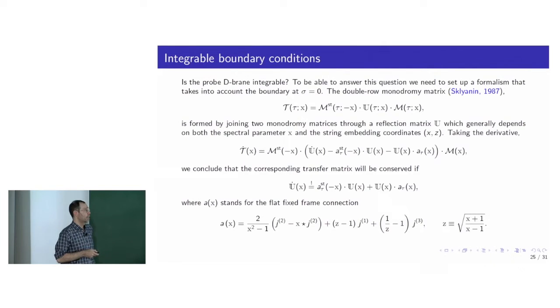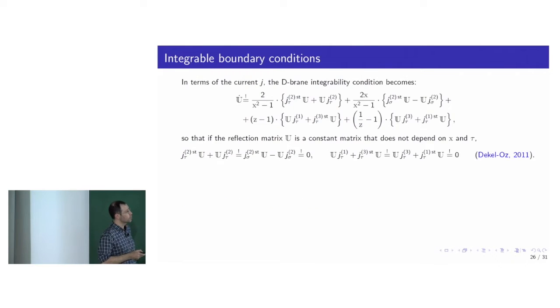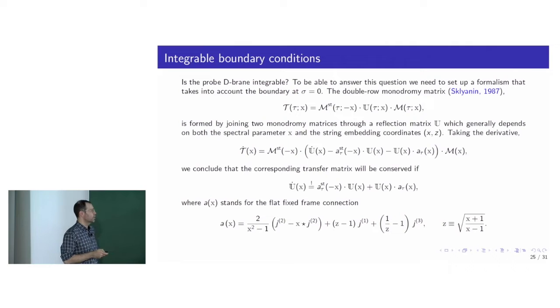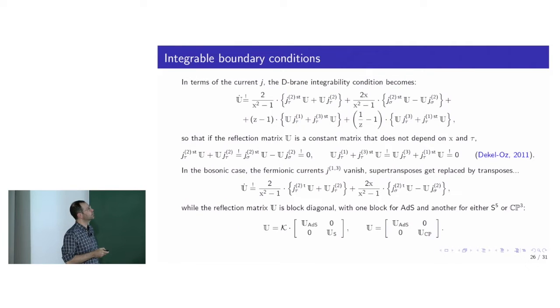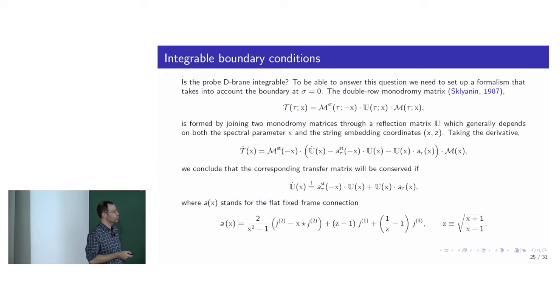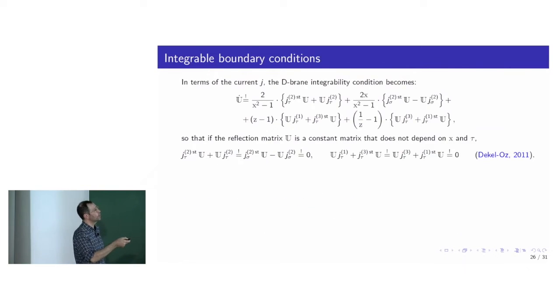And of course, here is just the fixed frame Lax connection that holds for strings in the bulk. Now we can plug this Lax connection into this formula and get a more precise form of the integrability condition, which is this one over here, which contains, of course, one term for the bosons, two terms for the bosons, and two terms for the fermions.